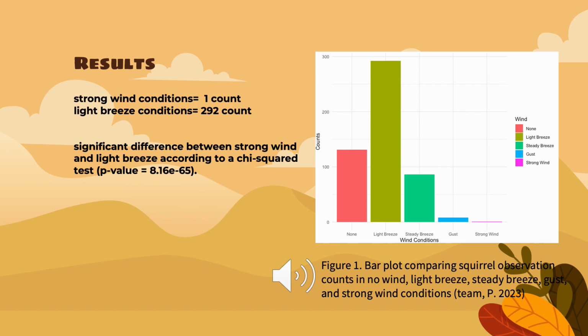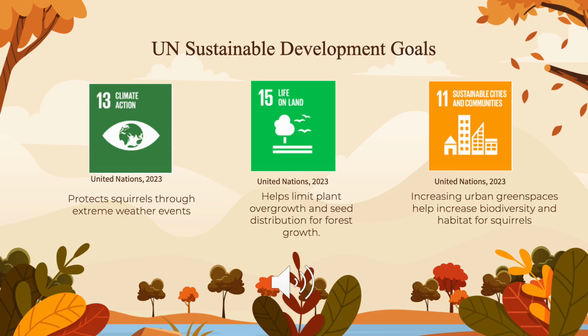Our research conducted helps further the UN Sustainable Development Goals, otherwise known as SDGs. By gathering research on species, we can help protect the squirrels through changing climate that can cause extreme weather events. For life on land, maintaining and protecting eastern gray squirrels helps cull plant overgrowth and helps improve seed distribution for forest growth. Finally, for sustainable cities and communities, increasing urban green spaces and increasing climate resilience in cities help increase biodiversity and habitat shelters for squirrels.